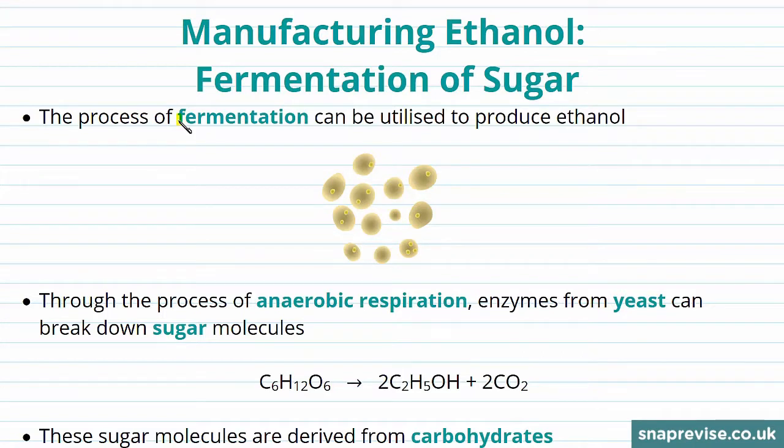Well, the process of fermentation can be utilised to produce ethanol. So through the process of anaerobic respiration, enzymes from yeast can break down our sugar molecules. The sugar molecules, which have a formula of C6H12O6, you may recognise that as the chemical formula for glucose, is broken down to form two molecules of ethanol and two molecules of carbon dioxide.